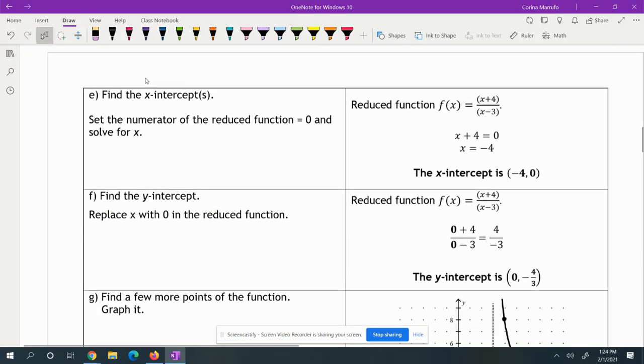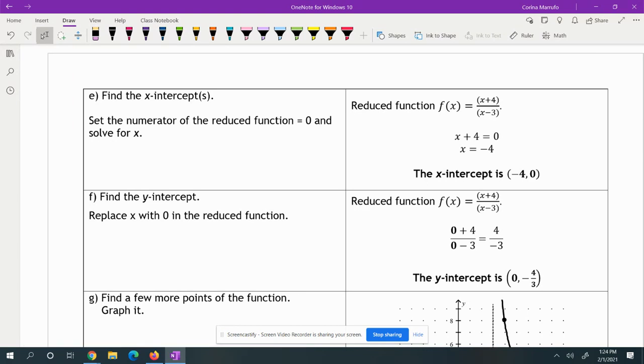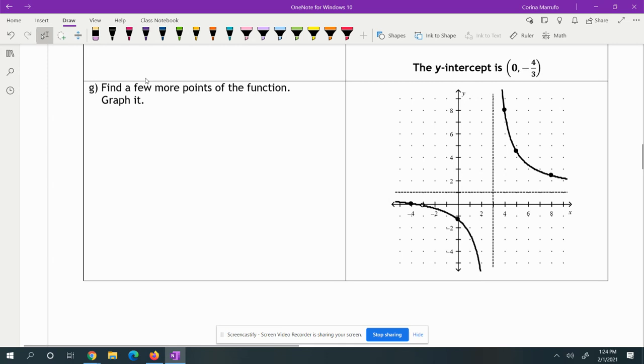Moving on. To find the x-intercept and the y-intercept, the only thing that's different with this is for the x-intercept, you will have to use the reduced function. You can't use the original function. Same thing with the y-intercept. When you're finding the y-intercept, you do have to use the reduced function for that one. Okay, where you plug in 0 instead of x, and then you simplify it. Okay, then you find a few more points and you graph it.